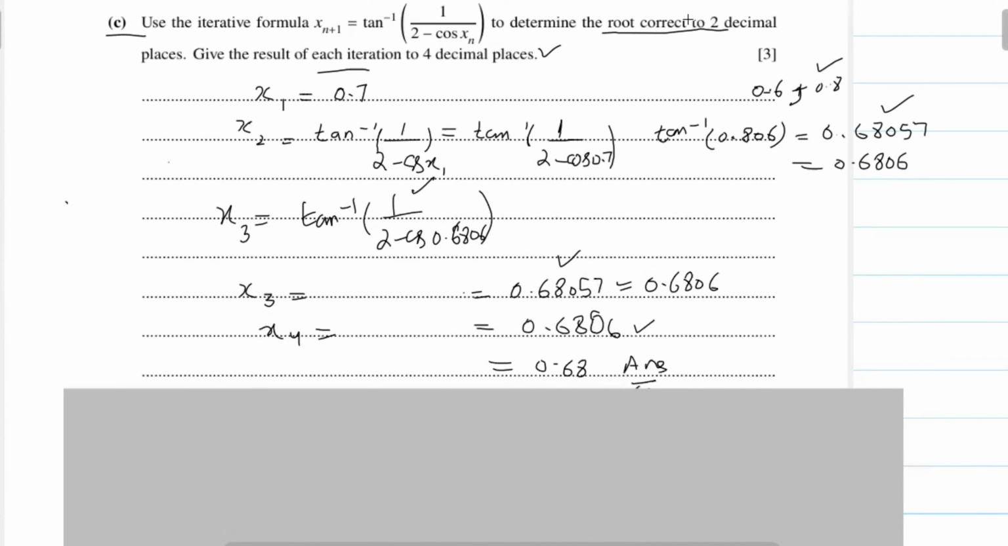Now we have to write the answer in two decimal places. Therefore, 0.6806, we can write 0.68.